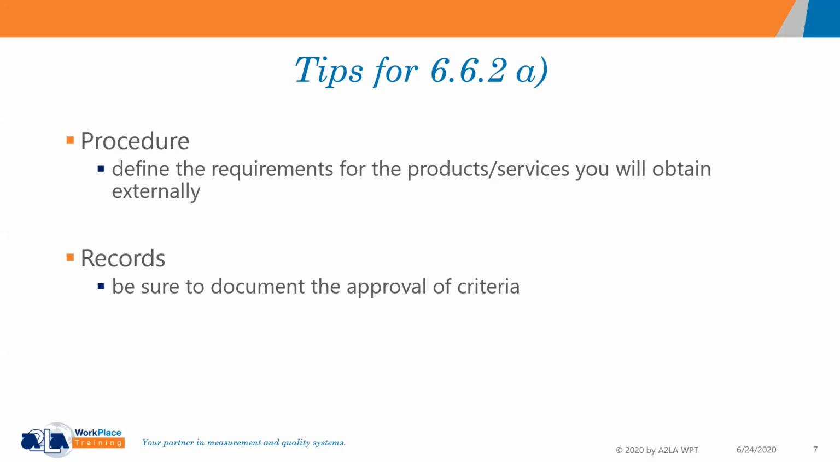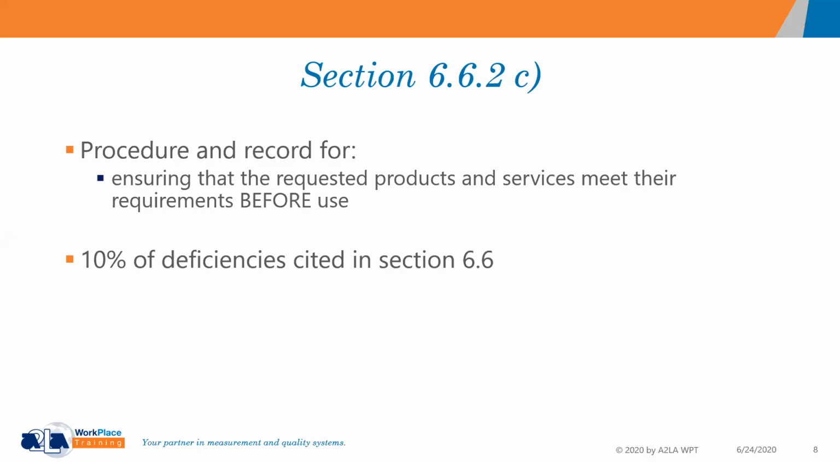But if we move on to 6.6.2C, this is essentially the check clause of the section. So once you have defined your criteria, you selected your external provider, and you're requesting these products and services, you want to ensure that the requirements that you set in place, so the requirements that you defined in 6.6.2A, are being met before you use these products or services. So you're checking to make sure the calibration is what you were looking for before you use that piece of equipment, or whatever service that you may be directly giving to the customer, for example.